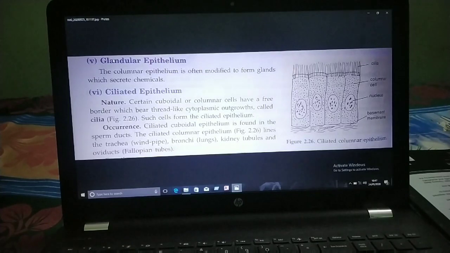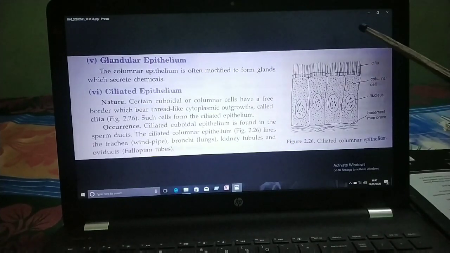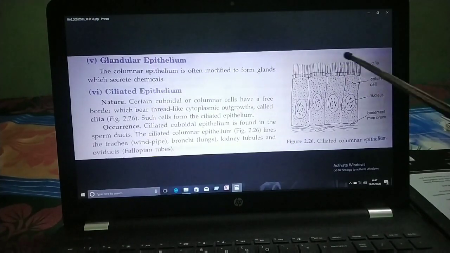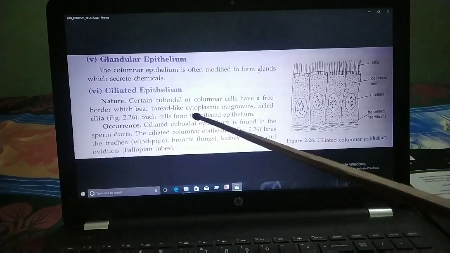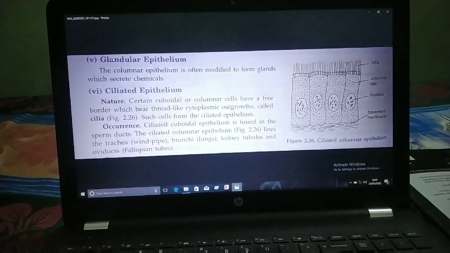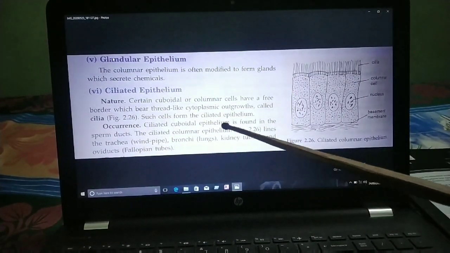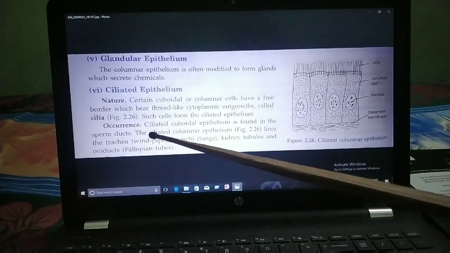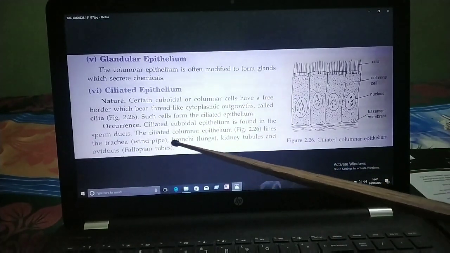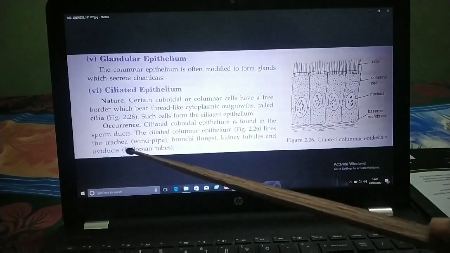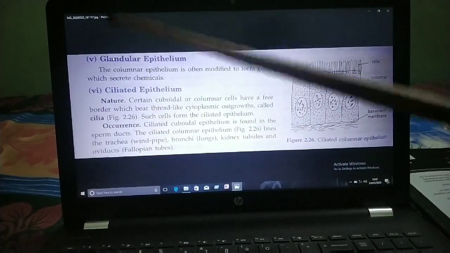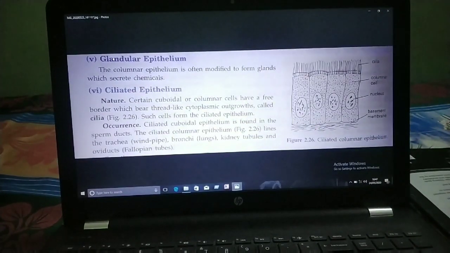For ciliated epithelium, you must remember where it is present, because a 1 mark question can come on where all these types of cells are present. Ciliated cuboidal epithelium is found in the sperm ducts. The ciliated columnar epithelium lines the trachea or windpipe, bronchi, lungs, kidney tubules and oviduct. Fallopian tubes also have this ciliated epithelium.